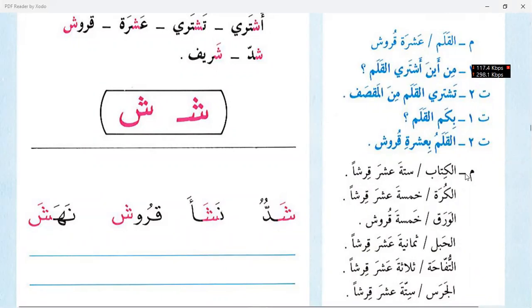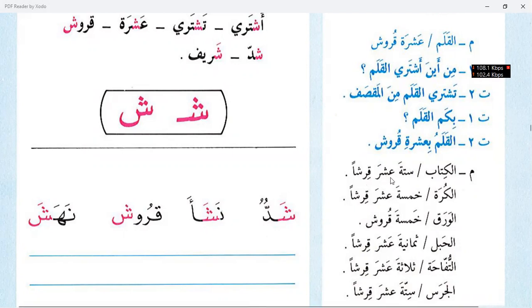Answer again. Sir, can we do conjugation, sir, with these words? This is not conjugation. All these words are nouns. We don't have any verb here. Verb conjugation is in verbs. Al-kitabu bi sittata ashara kurushan.